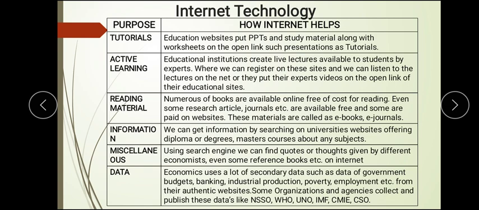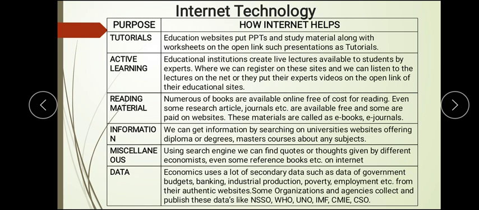So it depends upon their usage. Where you find active learning, you can attend live lectures and live webinars so that you can get the knowledge from the experts. Their open links are put on websites, and you need to know those websites and access them.